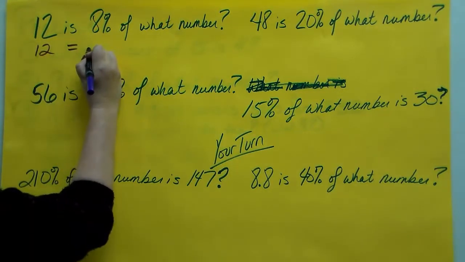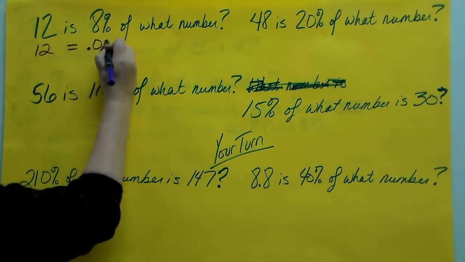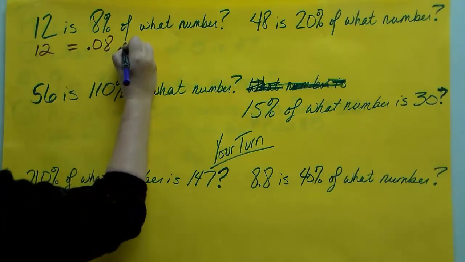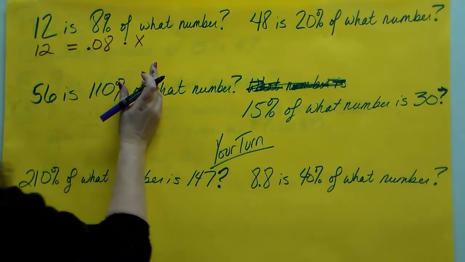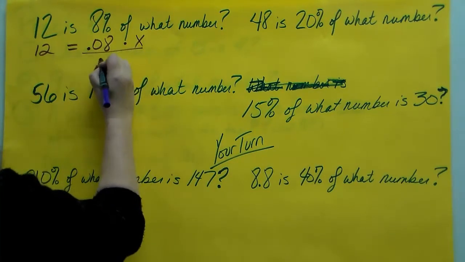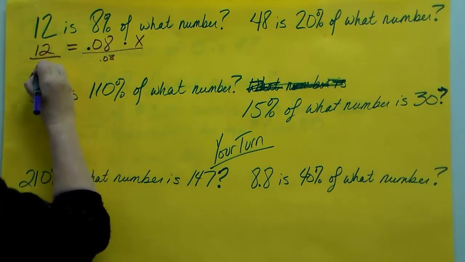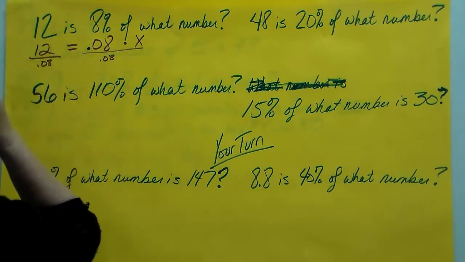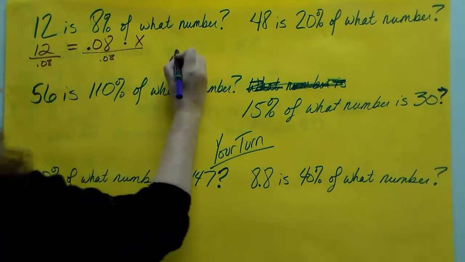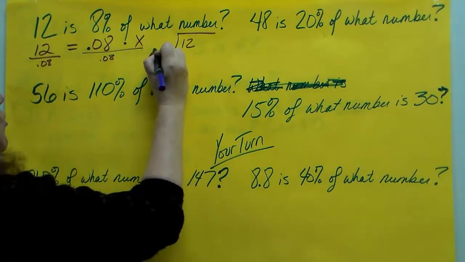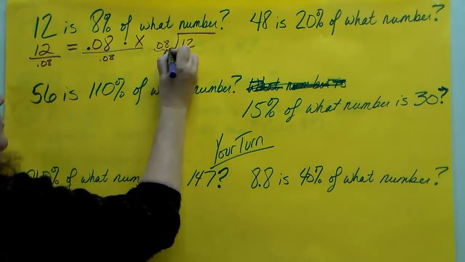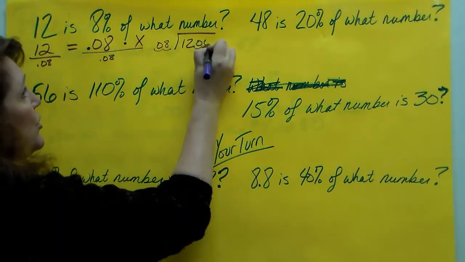12 is 8%, and I'm going to write it as a decimal, times x. Because I can work with decimals. I can actually multiply and divide decimals. So I'm going to divide each side by 0.08. 12 divided by 0.08, I'm going to move the decimal over twice.